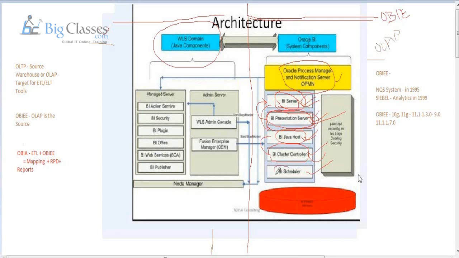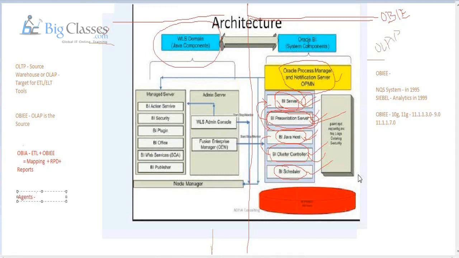The BI scheduler is basically used to schedule the reports. For example, a user wants to receive data at their email address from the OBIEE server. The user wants to receive one of the reports daily at 6 o'clock. For that purpose, you have to create a schedule. In OBIEE, we call it agents.